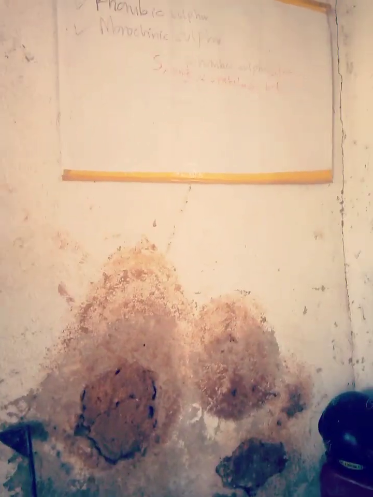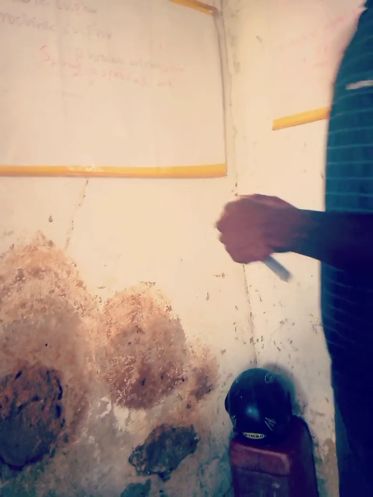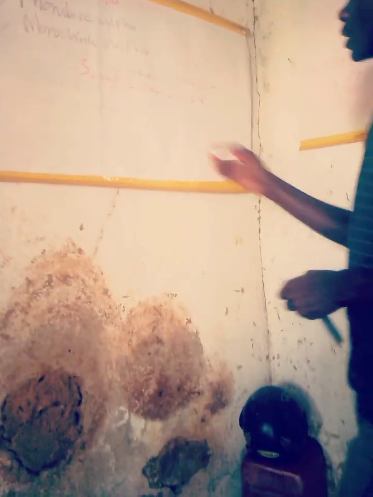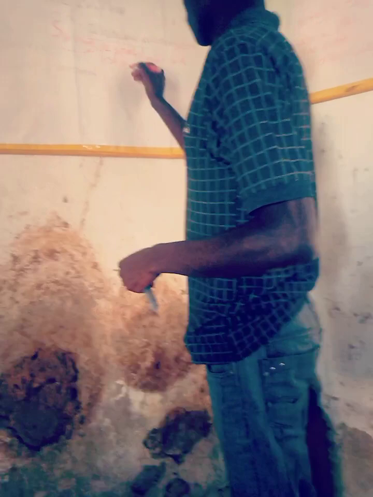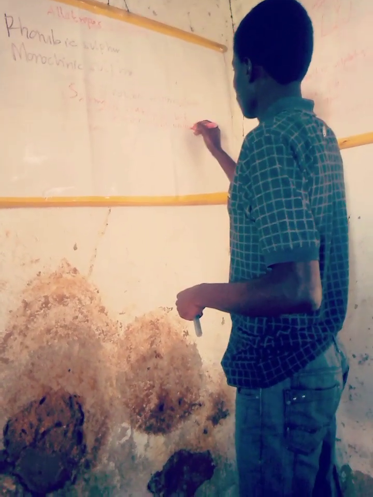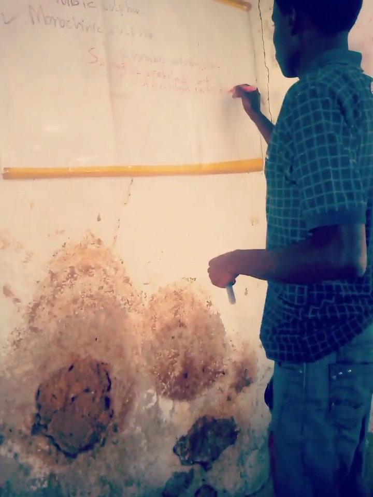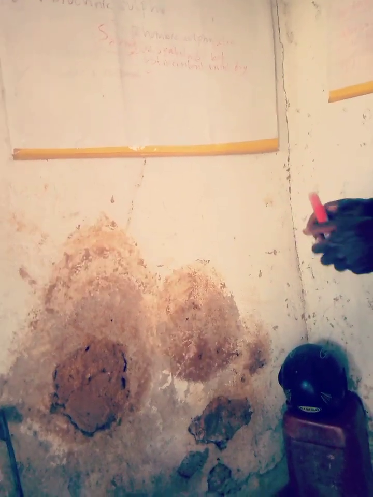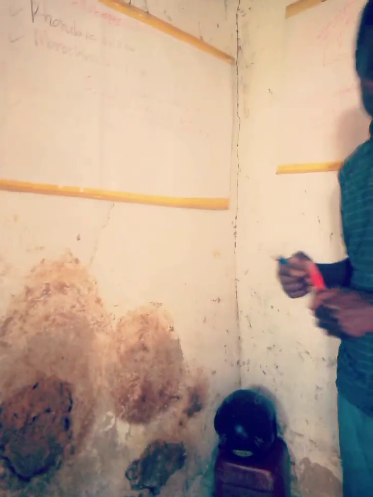So next, stir and filter the contents of the tube until it dries up. Stir the content until it dries up. So we are stirring it so as to remove the excess sulfur. That's why we are stirring the content.